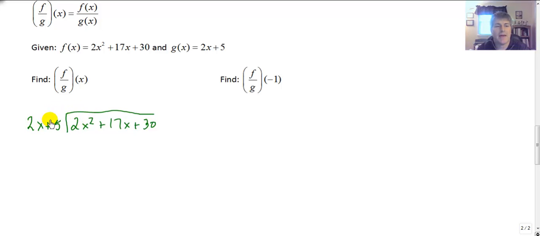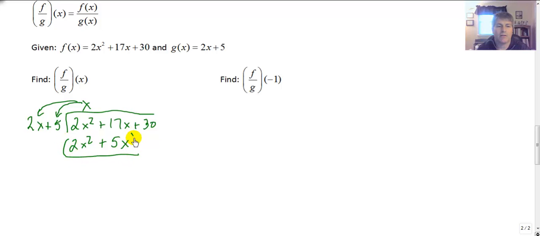So we'll do our Gazinta math. So we'll ask ourselves, how many times does 2x go into 2x squared? Well, it goes in x times. And then I multiply back 2x times x squared. Oops, that's not right. That goes in just plain old x times. So we get 2x times x is 2x squared. And then we have to multiply the 5 as well. So x times 5 is a positive 5x.